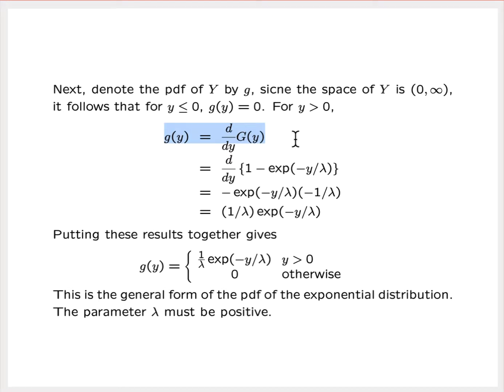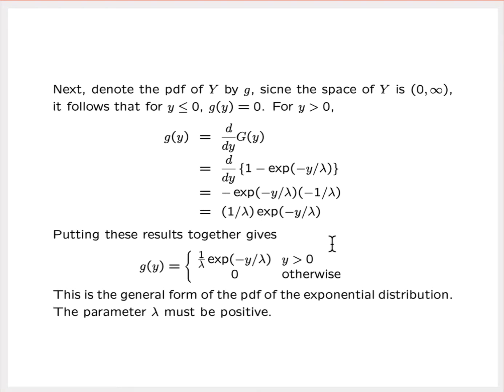And so we know the CDF, we just derived it. And so for values of y that are positive, we can get the expression for the PDF by differentiating the expression that the CDF takes on. When you do that very simple calculation, taking the derivative with respect to y, the expression for the PDF is equal to 1 over lambda times e to the negative y over lambda.